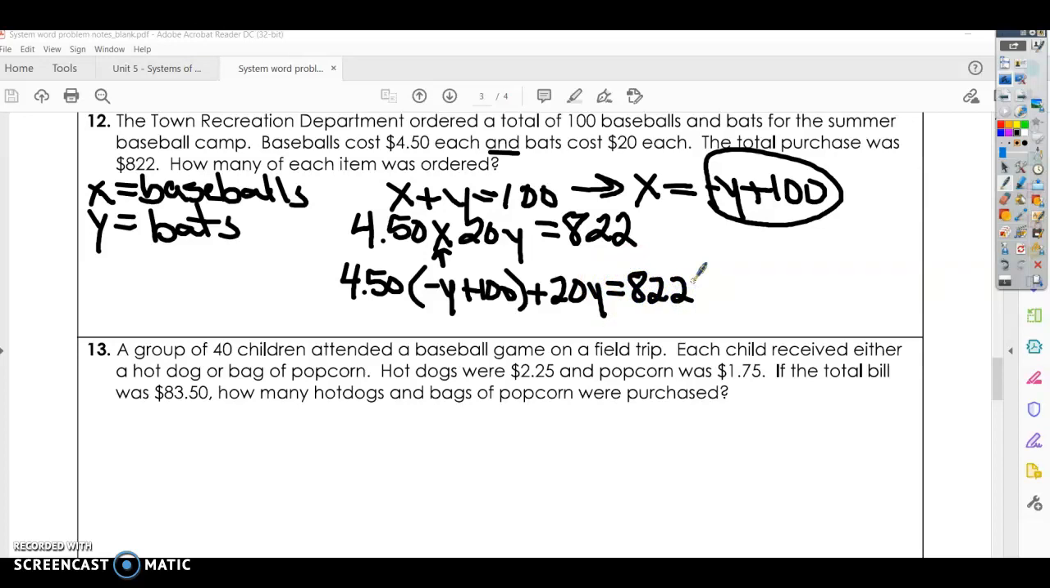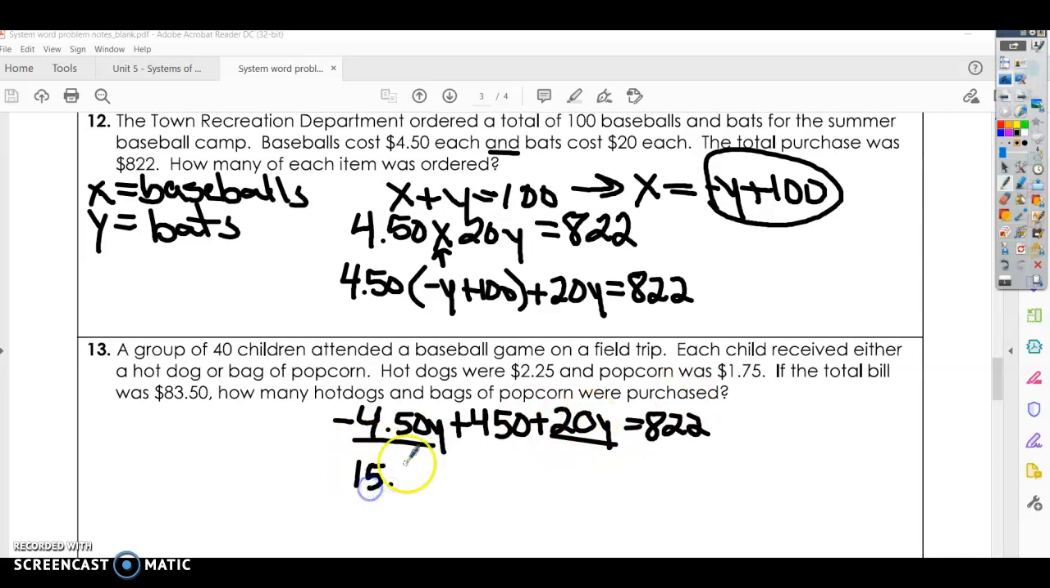And then I have to distribute. So make sure you use your parentheses. So I'm going to have 450 times negative y. I'm going to bring it down here. So negative 450y. 450 times 100 is 450 plus 20y equals 822. All right, these are on the same side, so we can combine like terms. So that's going to be 1550y plus 450 equals 822.